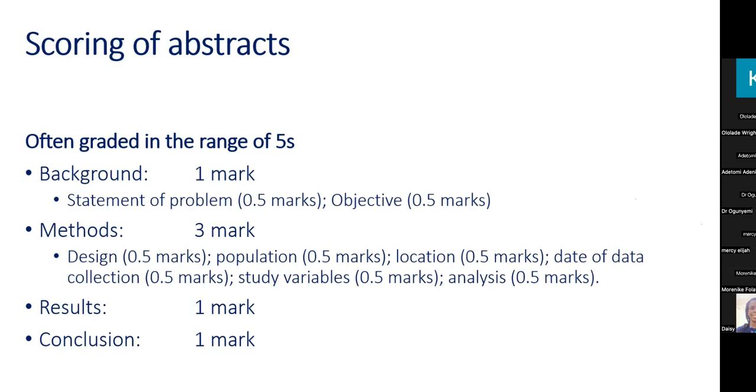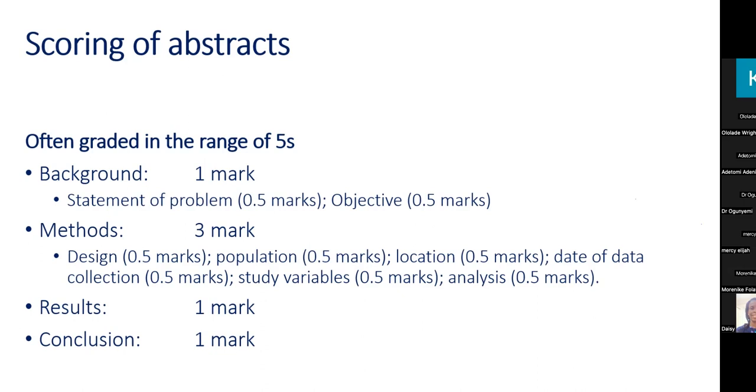Whether you're writing it for a conference or for manuscripts or for grants or for a book proposal, the methodology is the big deal. Remember when I talked about the abstract, your methodology has 6 things that you must see. You must see the design, the population, where the study was conducted, the date that the data was collected, the study variables, and then the analysis you did. Each of them takes 0.5 marks. And then finally, we want to see the results, and then we want to see the conclusions.